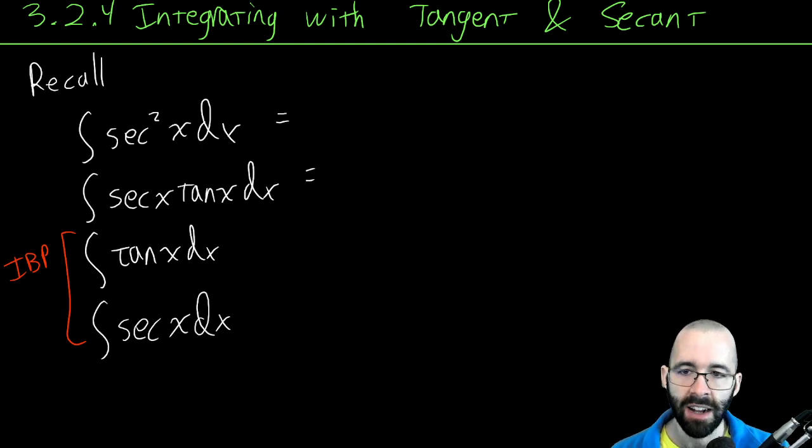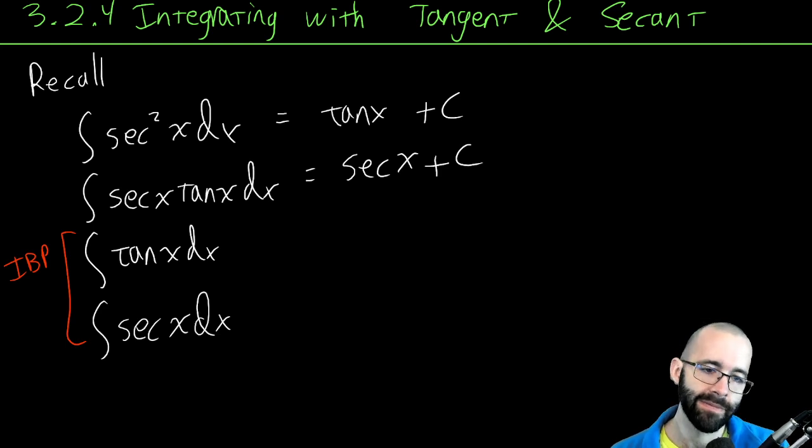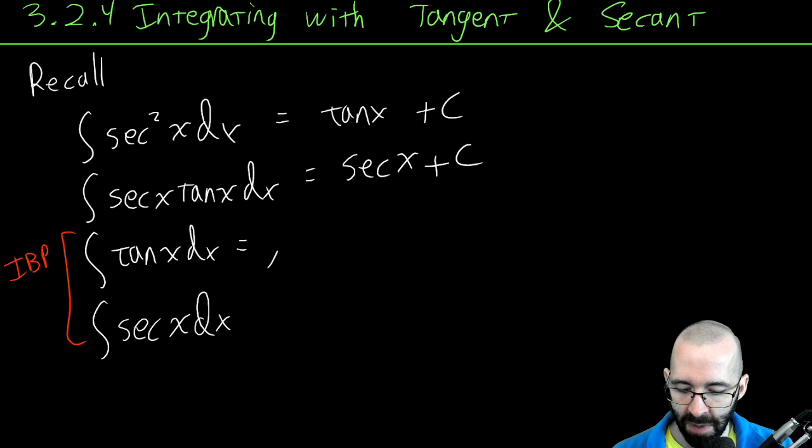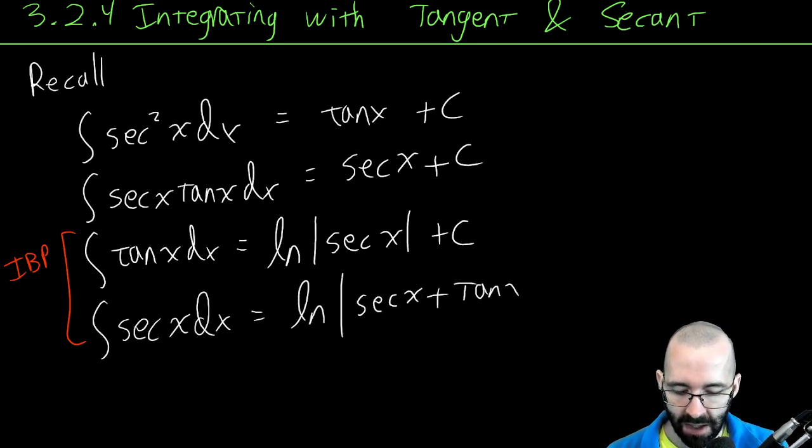Just as a review, the antiderivative of secant squared is tangent, because the derivative of tangent is secant squared. Same with the second one. The derivative of secant is secant tangent, so you can go the other way as well. Again, these ones will save some time, but you certainly don't have to have them memorized. The natural log of the absolute value of secant x plus tangent x.